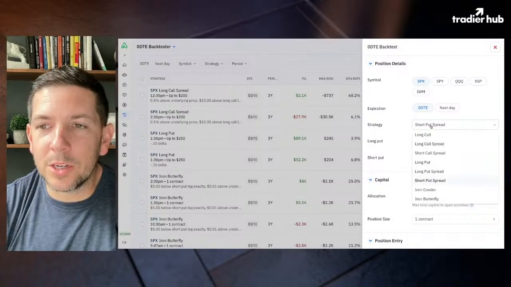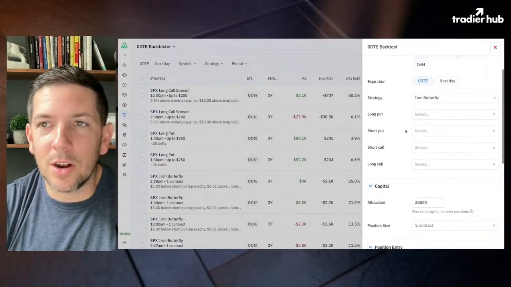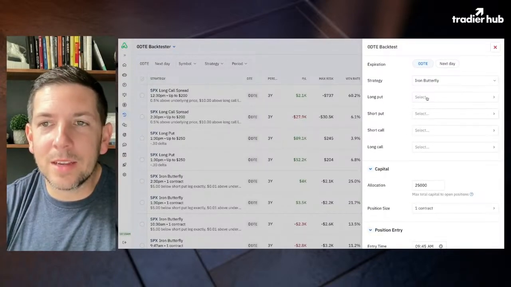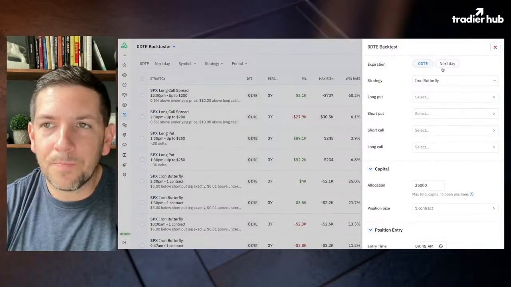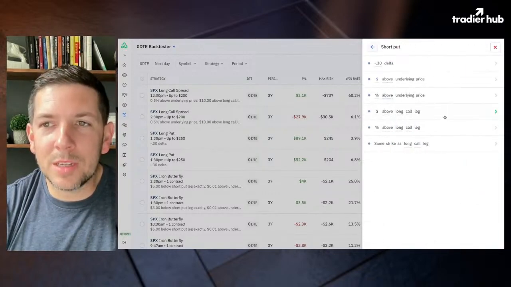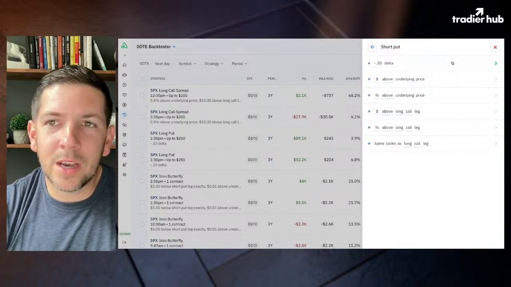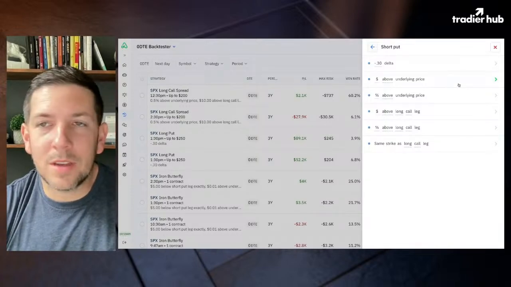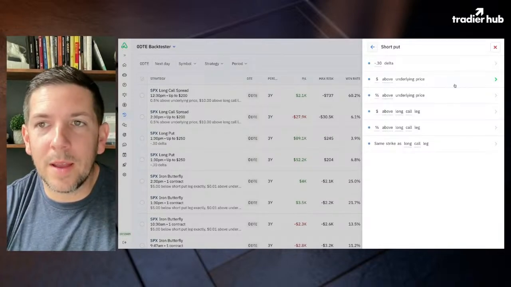And what we're going to do is test an iron butterfly to start. Now you can see inside the backtester, once you select the strategy that you're going to test and the expiration, so we'll do zero DTE, but you can also test next day, you can actually select your legs, and you can get pretty specific with this. You can do a delta, you can do a dollar amount, so you can say $5 above and below the underlying price, or a percentage above and below the underlying price, or you can play it off of different legs.